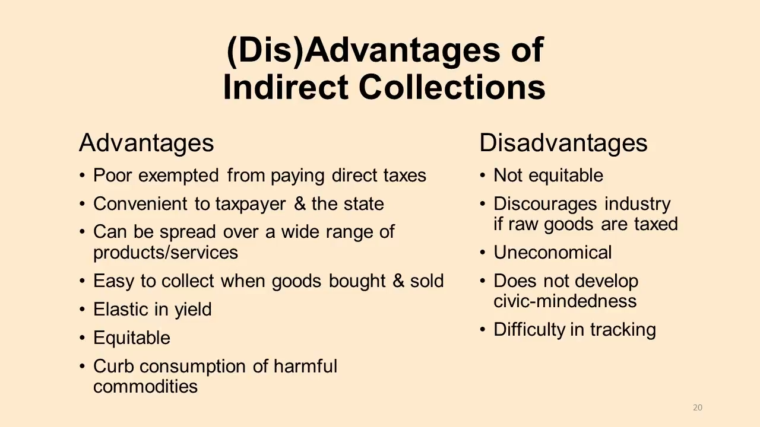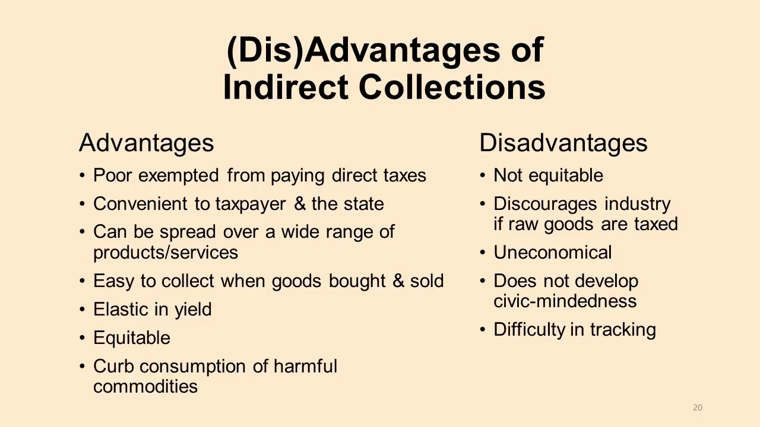Indirect collections can be spread across quite a number of things. All the things that you buy in stores, all the things that businesses buy, all the things that you buy outside of stores, like a ticket on a bus. We can put taxes on all kinds of things. And it's quite easy to collect. When you pay for your $1 candy and you pay an extra 7 or 8 cents or whatever the tax rate is, it all happens at one time.